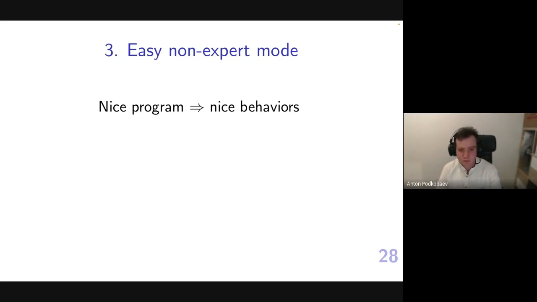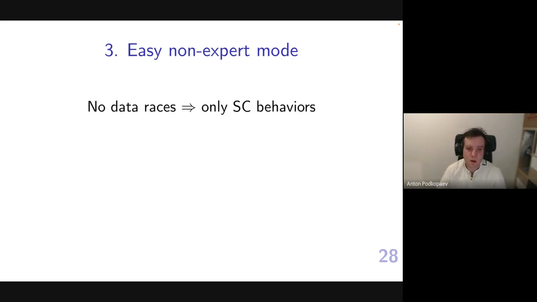And let's make it a bit more precise. We would like something saying that if you have no data races in your program, then you get only EC behaviors. So what is a data race? It's defined slightly differently for different languages and different models, but the general idea is that a data race is a situation where you have two concurrent accesses to the same location, and one of the accesses is a write.